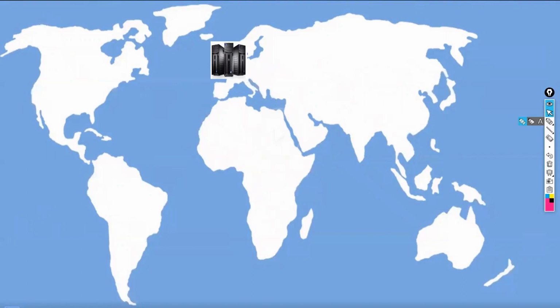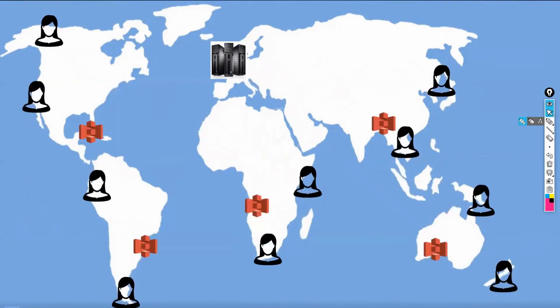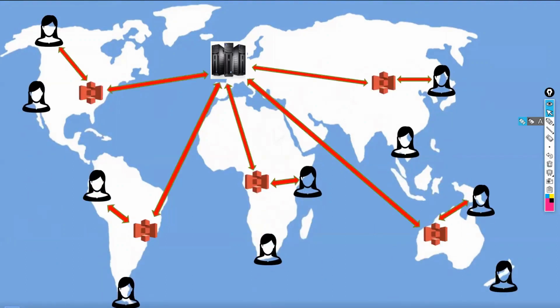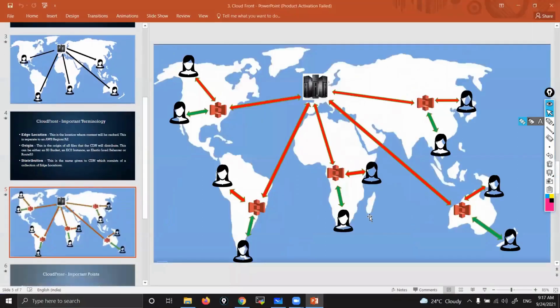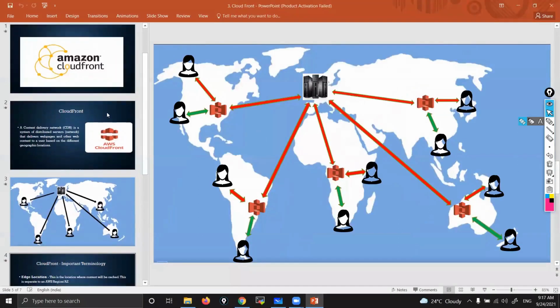Let me show once again. S3 bucket, users, edge locations. See, that's all. From the second user onwards, the request will go to the edge location only. That is how it is going to work.